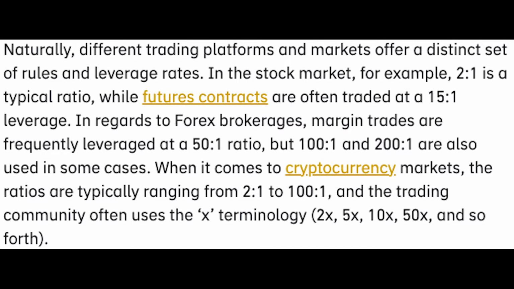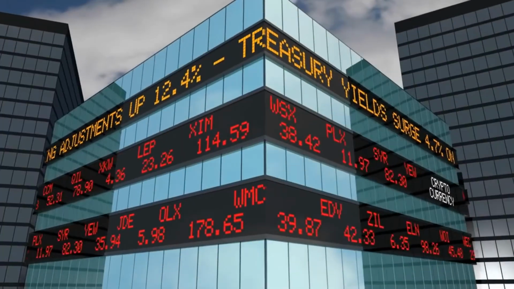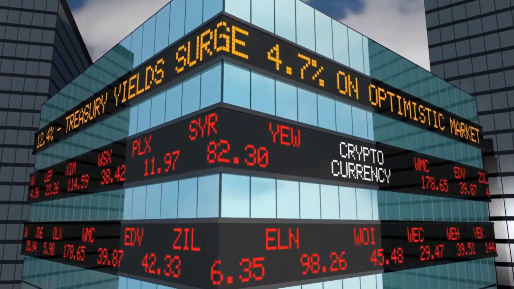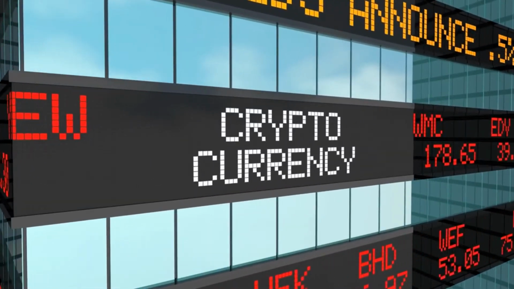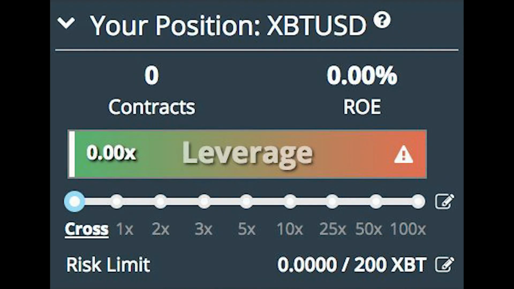In regards to Forex brokerages, margin trades are frequently leveraged at a 50 to 1 ratio, but 100 to 1 and 200 to 1 are also used in some cases. Now, when it comes to crypto markets, the ratios typically range from 2 to 1 to 100 to 1, and the trading community often uses the term X, so 1x, 2x, 3x, 5x, 10x, 50x, and so forth.